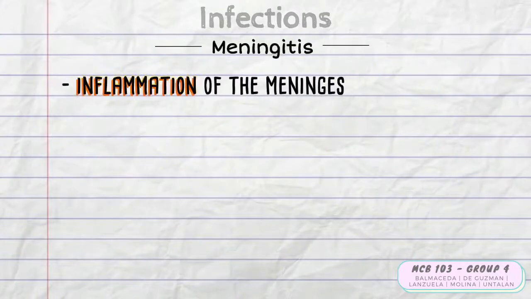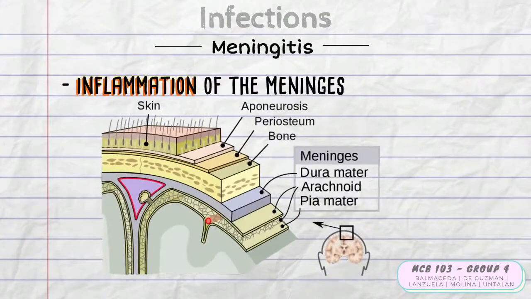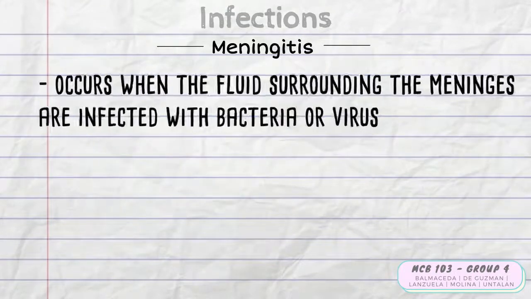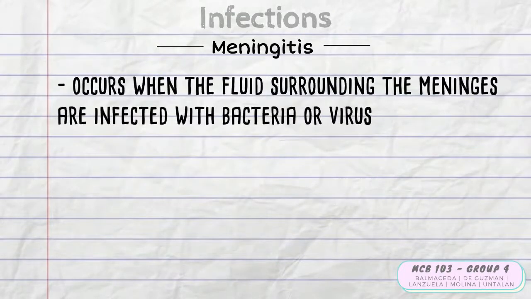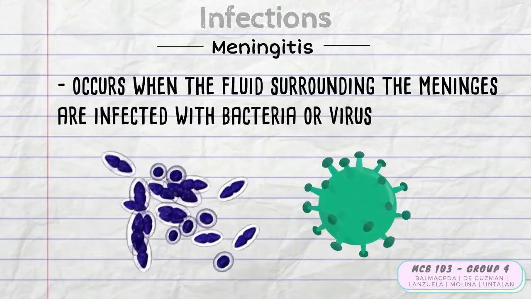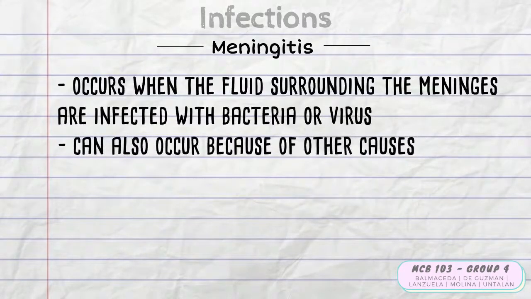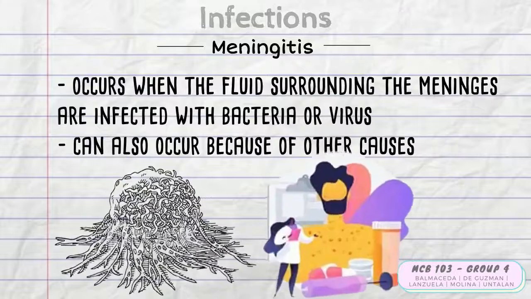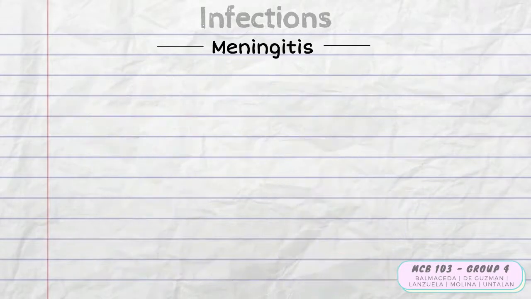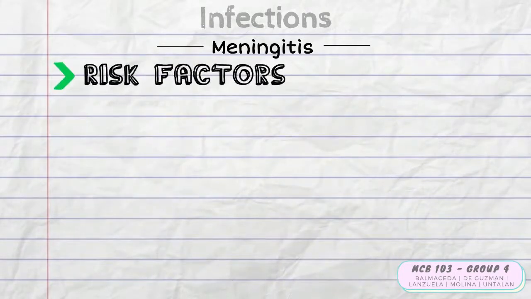Meningitis is an inflammation of the meninges, the three membranes that cover and protect the central nervous system, namely dura mater, arachnoid mater, and pia mater. Meningitis often occurs when the fluids surrounding the meninges are infected with bacteria or virus. But meningitis can also occur because of other reasons like cancer and drug allergies. There are people who are at increased risk of meningitis.